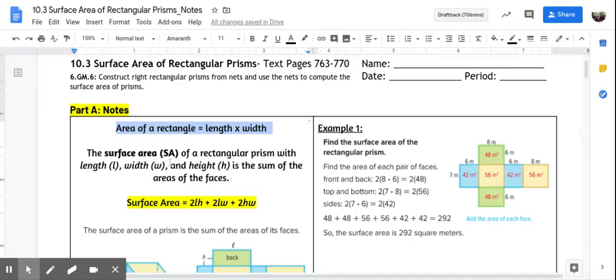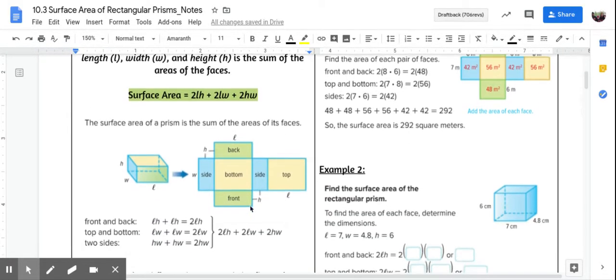The surface area of a rectangular prism with a length that's L, width W, and height H is the sum, or when you add up, all of the areas of the faces. So when we did our practice yesterday, we added up all the numbers. Well, we can simplify it a little bit and use this formula for surface area: 2 times the length times the width plus 2 times the length times the height plus 2 times the height times the width.